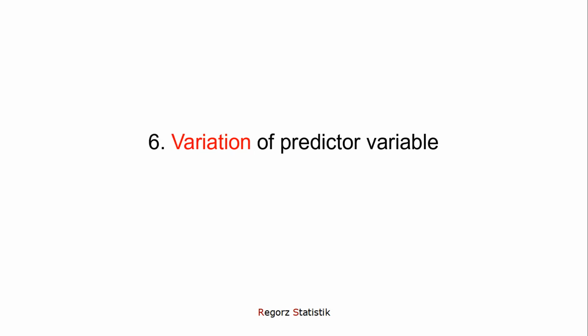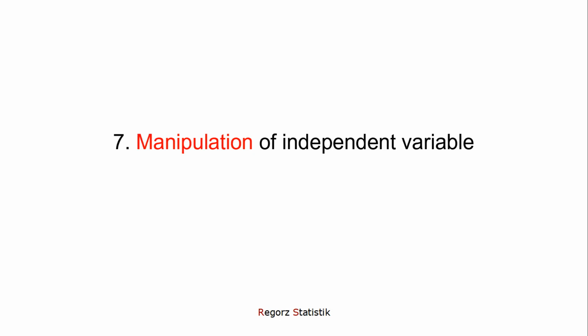For regression type designs, it's important to have enough variation of the predictor variable. So here you don't want homogeneity. If all participants of your study have more or less the same value for the predictor, it's nearly impossible to find significant effects. So it's important that for the predictor variable or the predictor variables, you have variation. For an experiment, one important point is the manipulation of the independent variable.